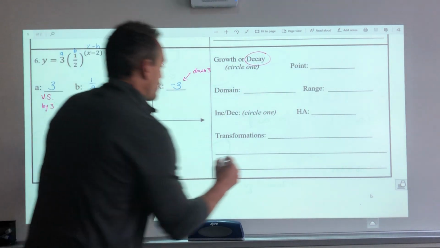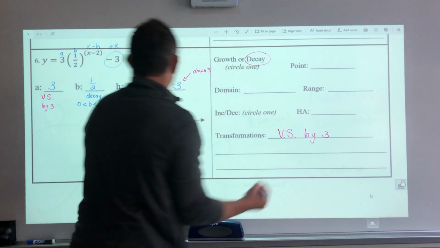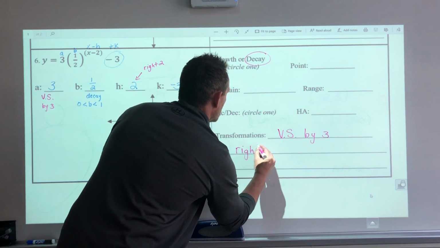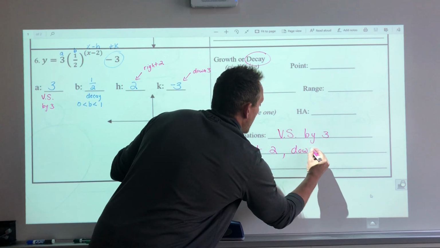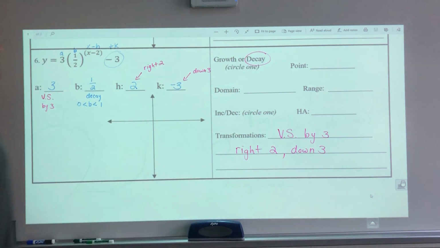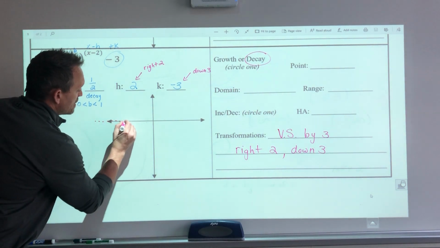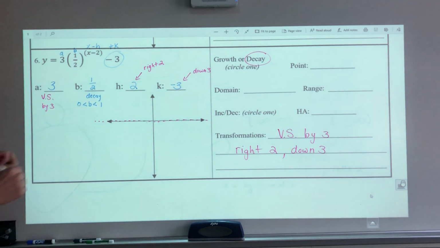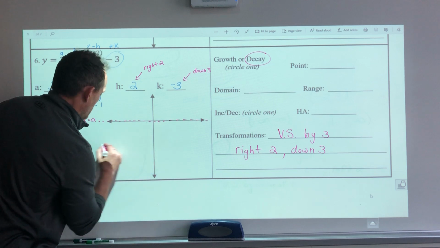I have my transformations, vertical stretch by 3. I have my H, which means it's right 2. And I have my K, which is down 3. The K is going to dictate, again, your horizontal asymptote, which starts at x equal to 0, and is going to go down 3.